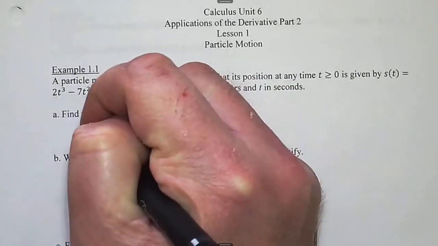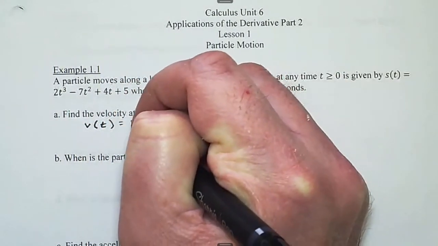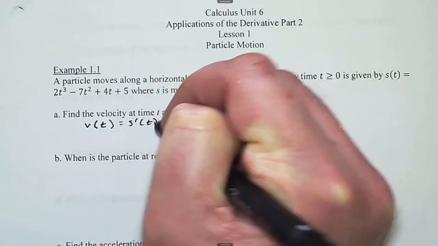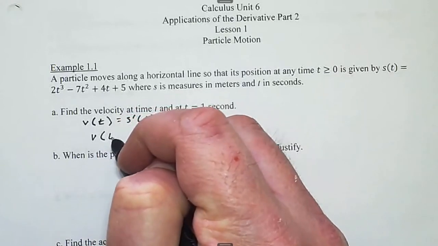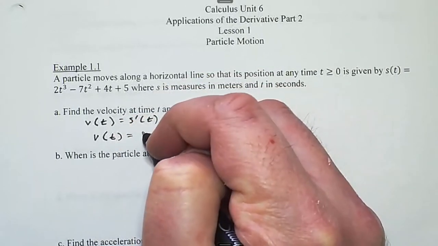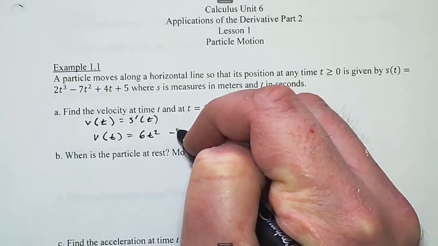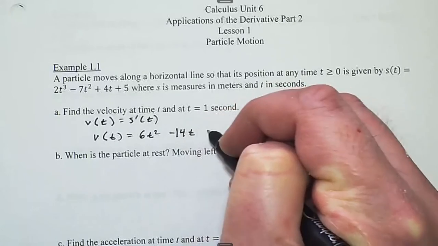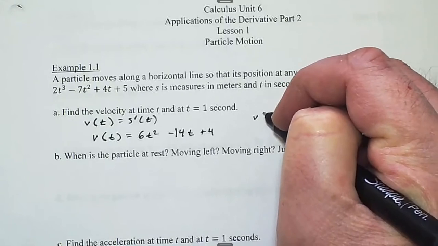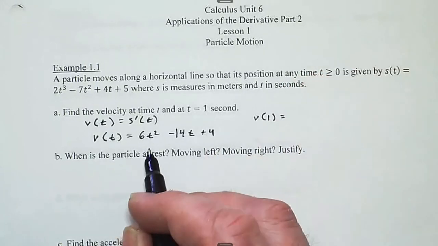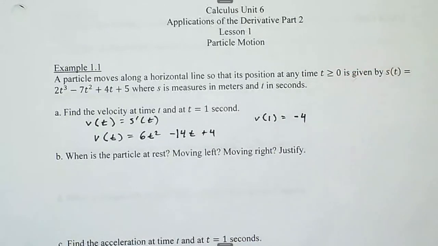So, the velocity function is defined to be the derivative of position, because velocity is the rate of change of position. So to find the velocity given the position, I simply take the derivative. So 6t squared minus 14t plus 4. To find the instantaneous velocity at 1 second, I simply plug in 1, which will give me 6 plus 4 is 10, minus 14 is a negative 4.